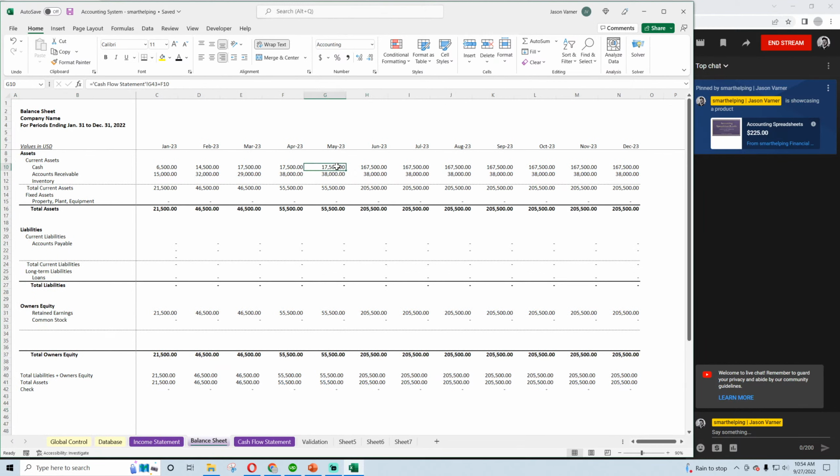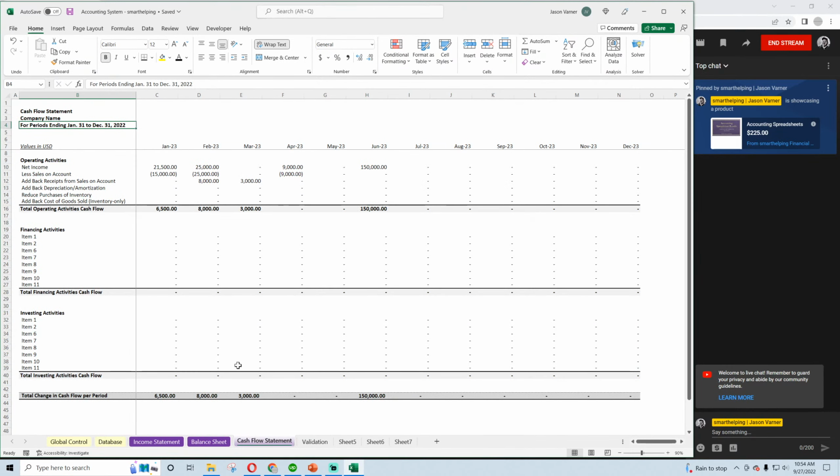Well, you can see it went from 17.5 to 167.5 there in that month. No change to accounts receivable. So our assets just went up. Our net income went up, so retained earnings, so that's still balanced. And on the cash flow statement, we just had net income here. Nothing was on account, so there's no crazy stuff.